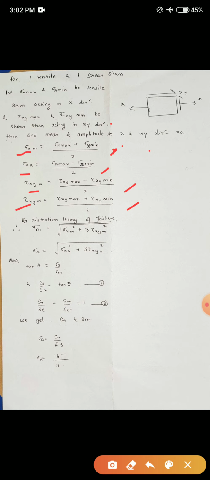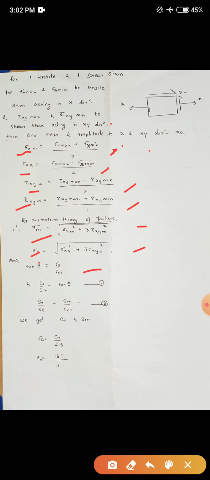For getting the combination of them, we can use the distortion theory of failure. Therefore sigma m is equal to what? Square root of sigma xm square plus 3 tau xym square. Similarly, for amplitude, sigma a is equal to the square root of sigma xa square plus 3 tau xya square. Now the sum goes similar to the previous one.